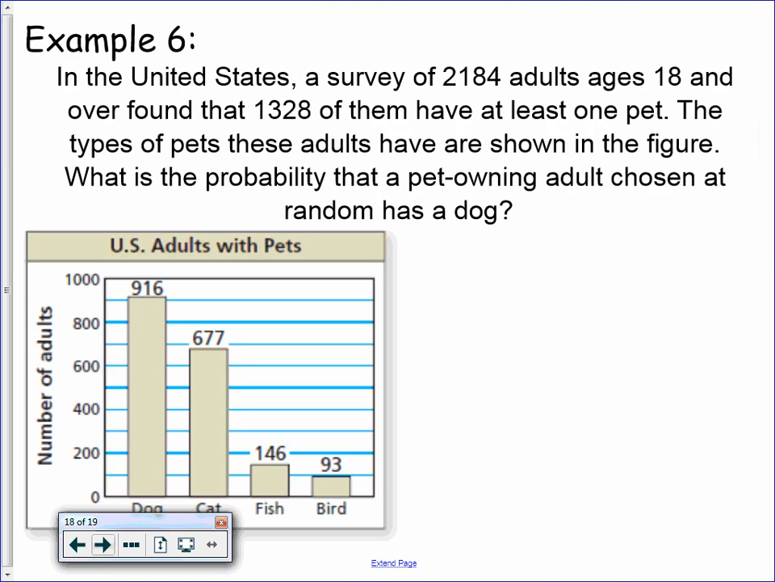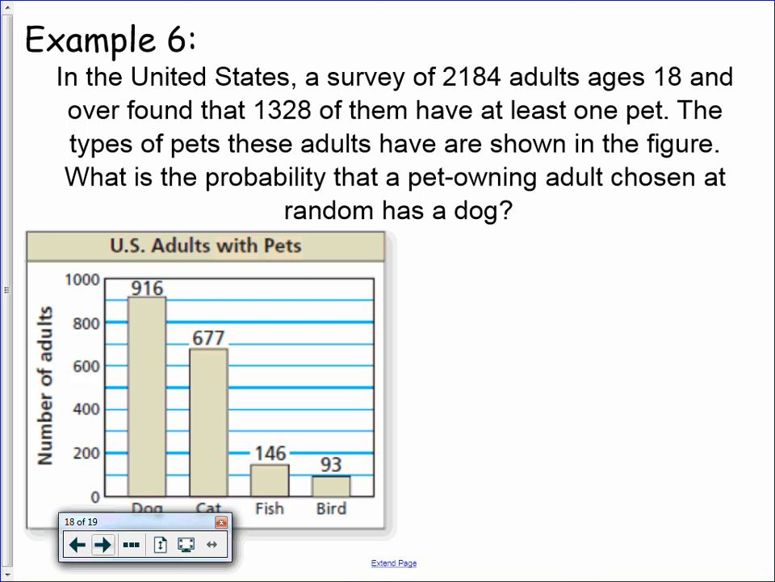Okay, and last example here. In the United States, a survey of 2,184 adults ages 18 and over found that 1,328 of them have at least one pet. The type of pets these adults have are shown in the figure. What is the probability that a pet-owning adult chosen at random has a dog? Now, you can believe that on an MCA or on an ACT, they're going to try to mess you up with all of these different numbers. Notice that they gave you 2 survey totals here. There's only one of them that's important.